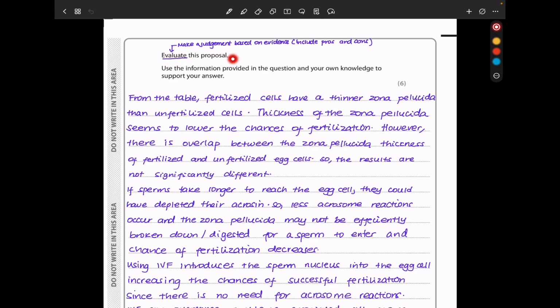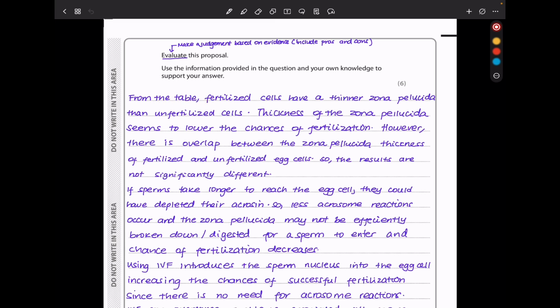They say evaluate this proposal. Again, when they say evaluate, make a judgment based on the evidence. So here they've given us evidence from the previous page. Here we need to include the pros and the cons of the methods that are going to be used. They say use the information provided in the question and your own knowledge to support your answer.